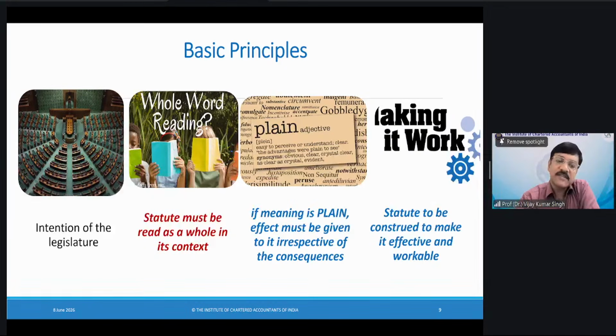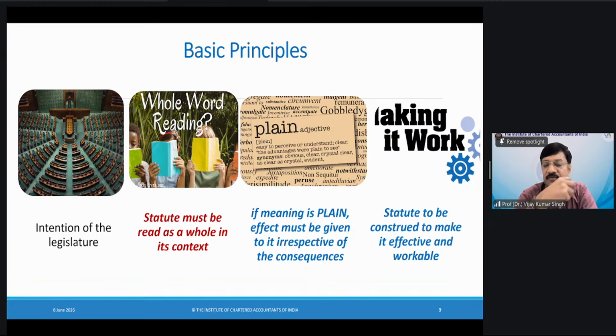Then the second point which comes up is that a statute must be read as a whole in its context. So you cannot pick and choose, as it happens nowadays in media reporting, where they say, okay, I only want your one statement, not the whole thing. So reading of a statute must be done as a whole. You cannot just pick up 4 or 5 or 7 clauses and then get away with it. It is not possible. You have to read all these as a whole in the context.